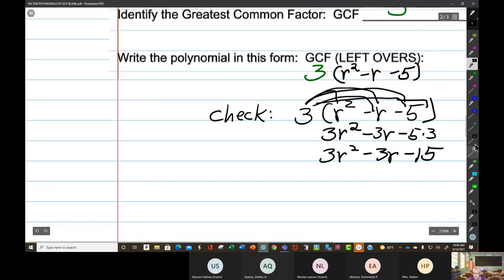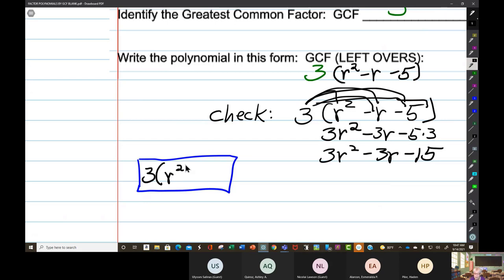So this is the answer that I would put in the answer box in my math lab. I would write 3 parentheses r squared, and you have a tool to put in a superscript. R squared minus r minus 5, and then close your parentheses, and that's what you would type in my math lab.